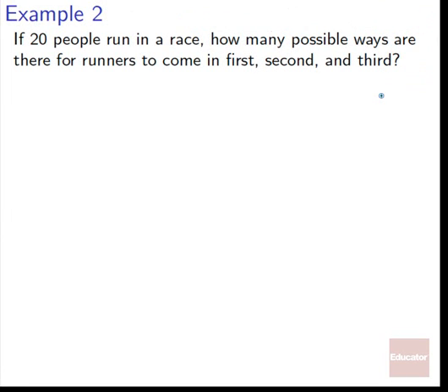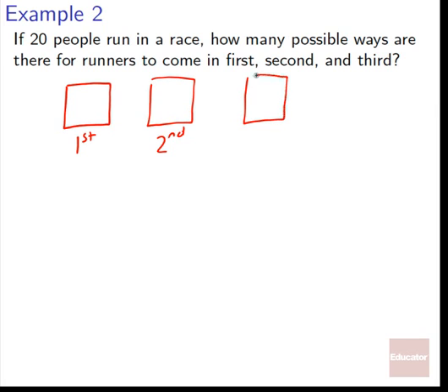Second example. If 20 people run in a race, how many possible ways are there for runners to come in first, second, and third? So we can do this once again, visualize this with boxes. Our first box is the first place box. And then our second box is the second place box. And then our third box is the third place box. We don't care about the fourth, fifth, sixth, or further boxes because all we were asked for is ways for first, second, and third.